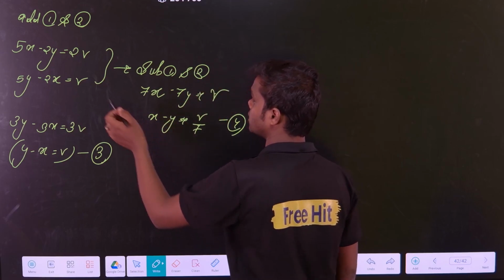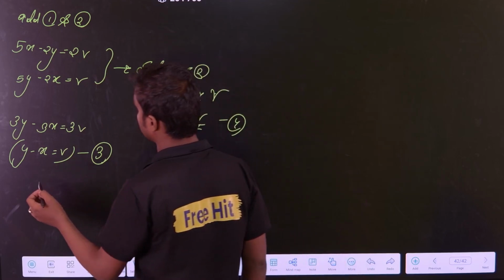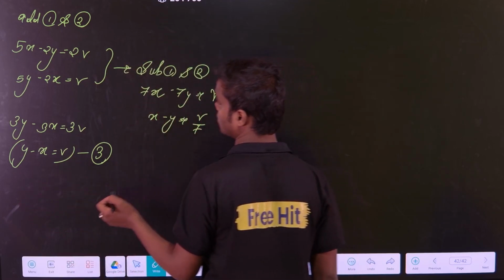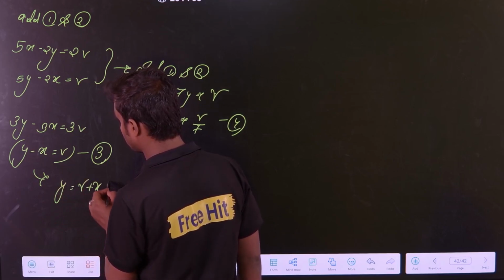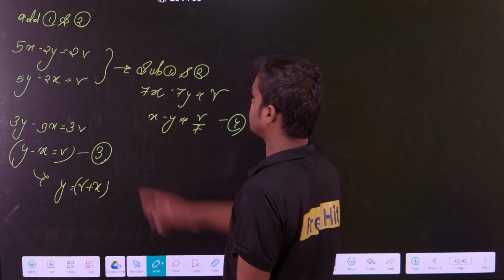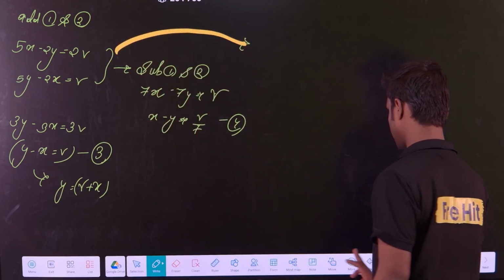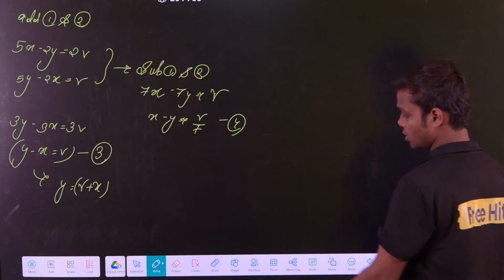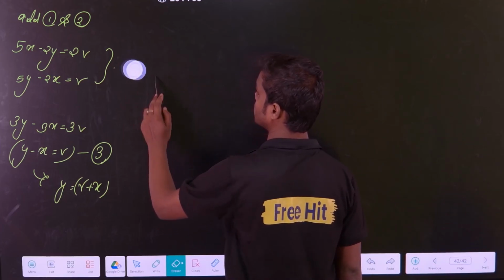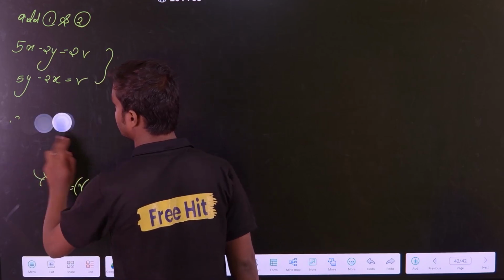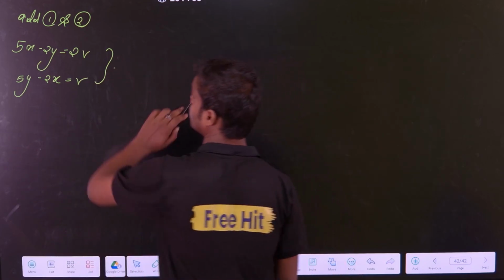You just do one thing. What is the value of y you are getting from here? Y value is v plus x, correct? You just put it into this equation. Or we can do one more thing. In spite of doing all these things, we can directly do one more thing.